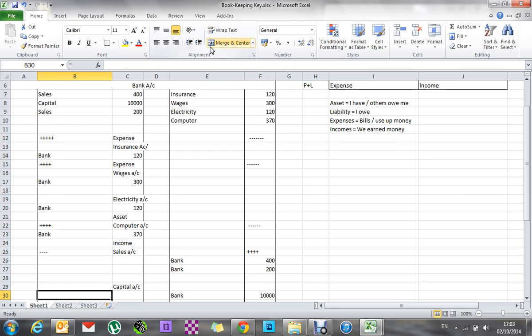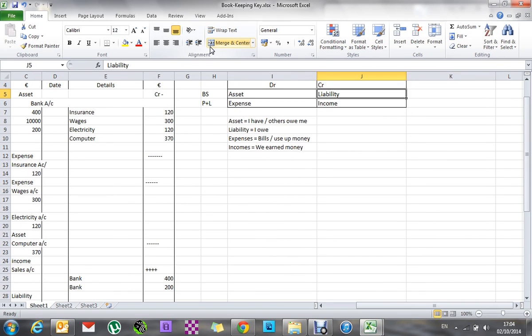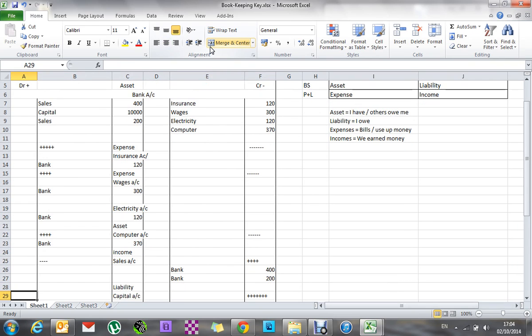And then finally capital. Now capital is a bit more difficult. Capital is actually a liability because it's money owed by the business back to the owners. Because the owners are legally separate from the business, so the business owes them their money back. Okay, so that means the credit side, because it's a liability, just quickly go back to my bookkeeping key. Liabilities in the credit column, so the credit side is the plus side of a liability account, and the debit side is the minus side.